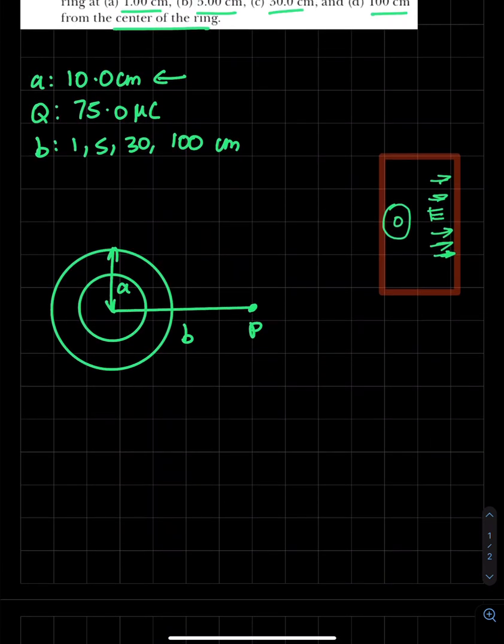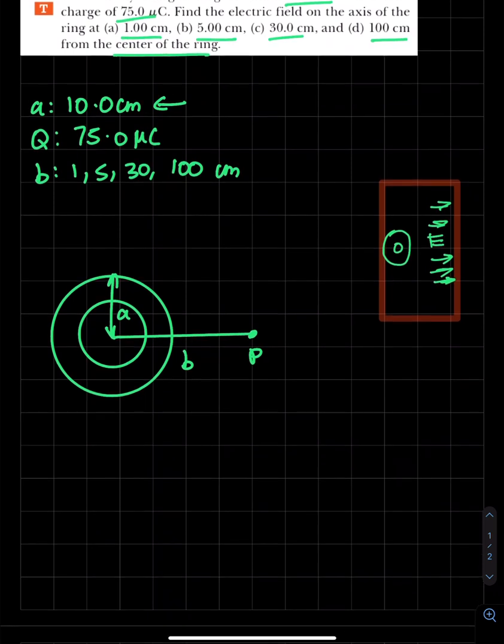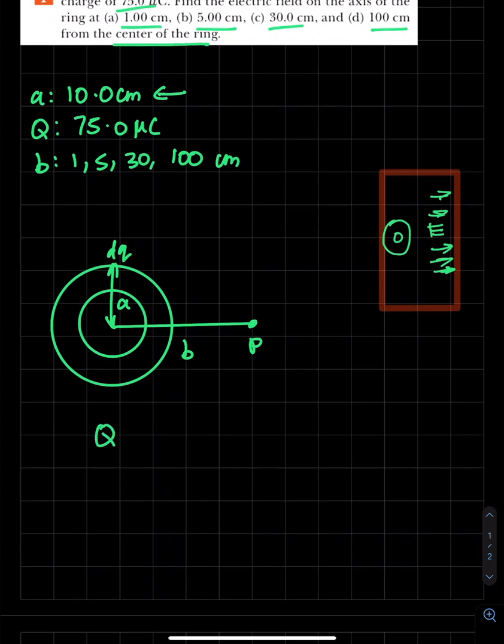Okay, so to solve this question, we first have to understand that we need to break down Q into small elements of Q, which is infinitesimally small, in this case dq. Now dq is all over the ring, the total charge of the ring broken down into smaller and smaller elements. Now Q would contribute to the electric field E, so it would make sense that dq would contribute dE.